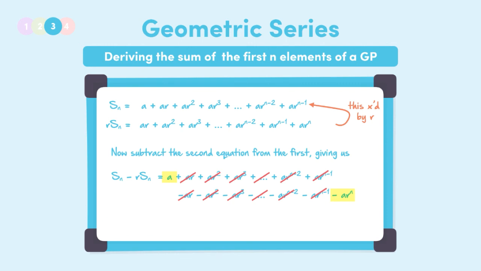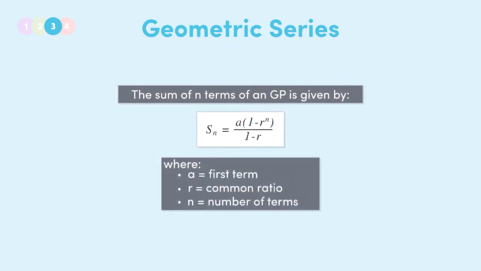So, S minus RS is equal to A minus AR to the n, and if we factorize both sides and then divide by 1 minus R, we get our formula. The sum to n terms of a geometric progression is given by A outside of 1 minus R to the n over 1 minus R, where A is the first term and R is the common ratio.